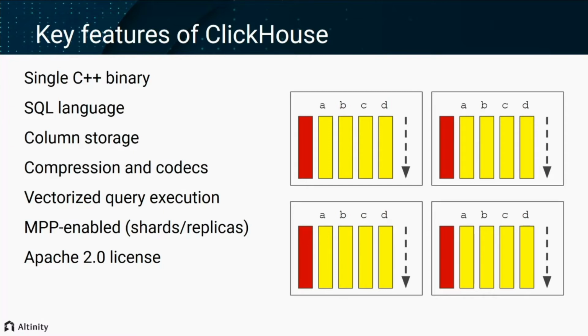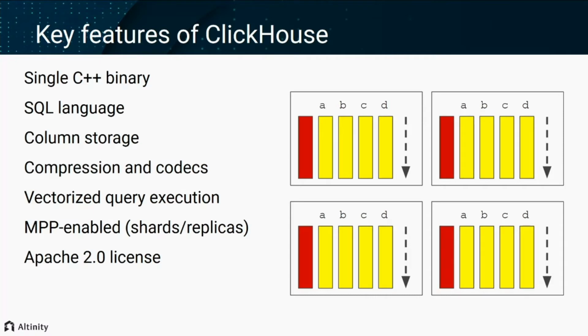Another thing about ClickHouse is it has very good compression. And it uses something called Codecs, which are an extension to compression, which can make the data very small. It uses something called vectorized query execution. So when we get a query, ClickHouse will break it up, assign the parts of the query to multiple threads, and have them all attacking the data in a parallel fashion. That parallelization extends across nodes.